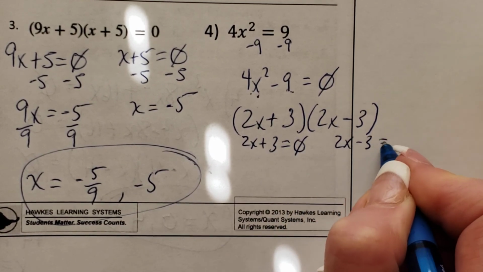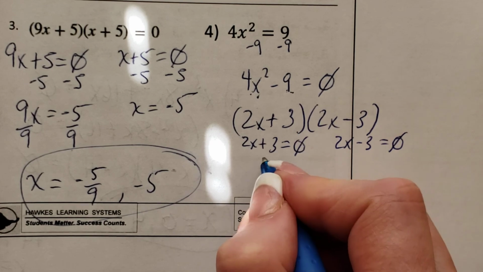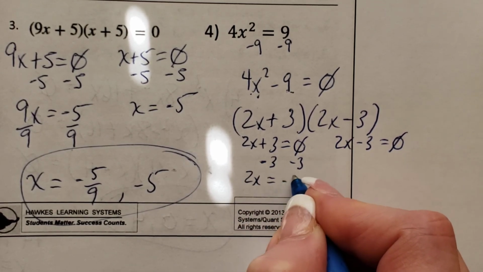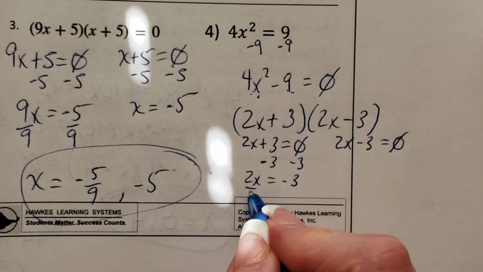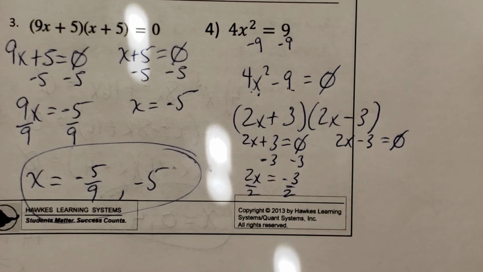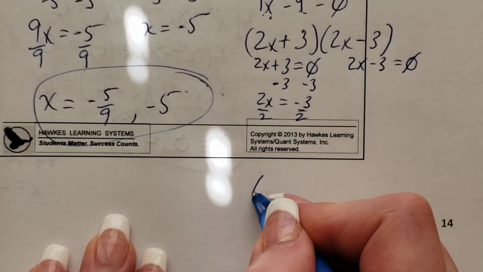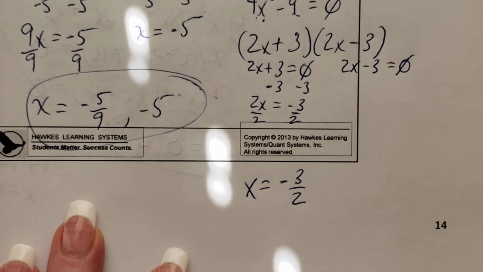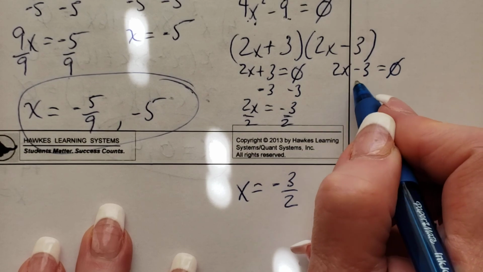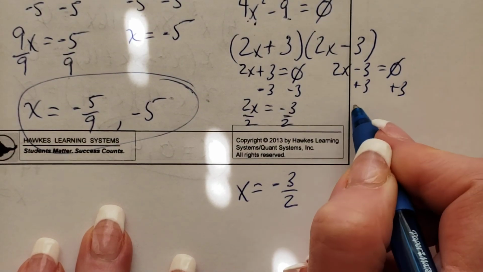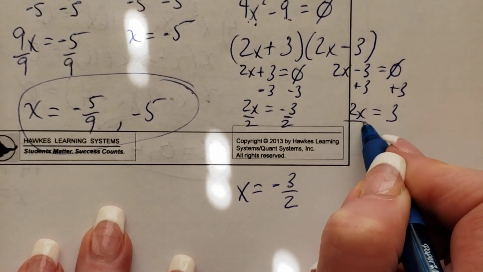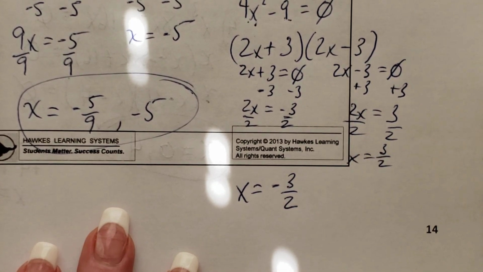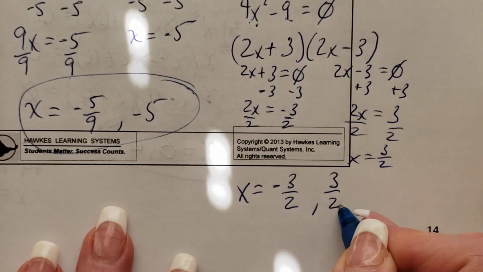2x minus 3 equals 0. I'm going to subtract 3 from both sides. So I have 2x equals negative 3. Then to get x by itself, I divide by 2. So x can be negative 3/2. That's my first answer. For my second answer, I'm going to add 3 to both sides. So I have 2x equals positive 3. Then when I divide by 2, my other answer is positive 3/2.